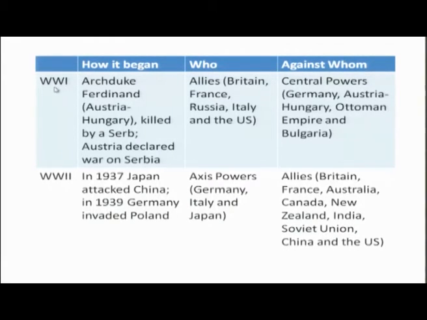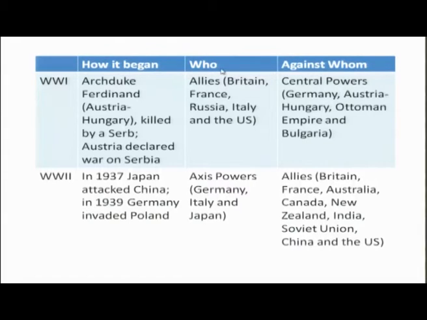So, World War I: Archduke Ferdinand of Austria-Hungary was killed by a Serb, and Austria declared war on Serbia. That is how World War I began. How did World War II begin? In 1937, Japan attacked China. In 1939, Germany invaded Poland, and that is how it began.